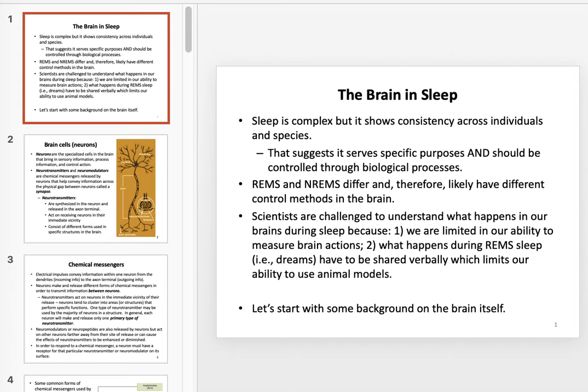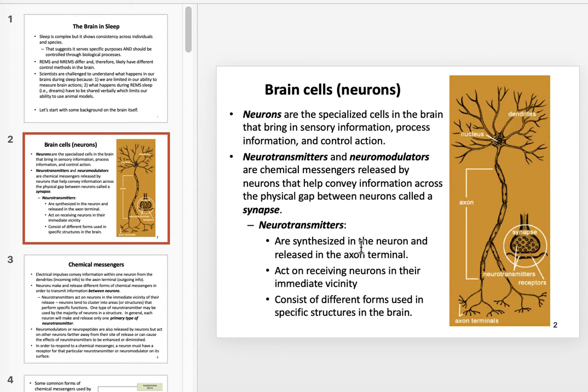use. So let's first of all talk about what the brain consists of, and then we'll talk about how the different brain structures may control arousal and waking, REM sleep, and non-REM sleep. So first and foremost, brain cells, those are called neurons. Neurons are specialized cells that are designed to communicate information.